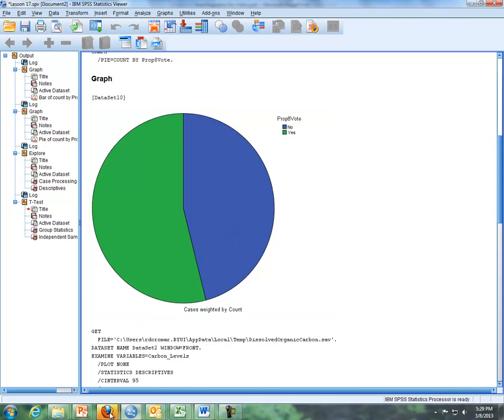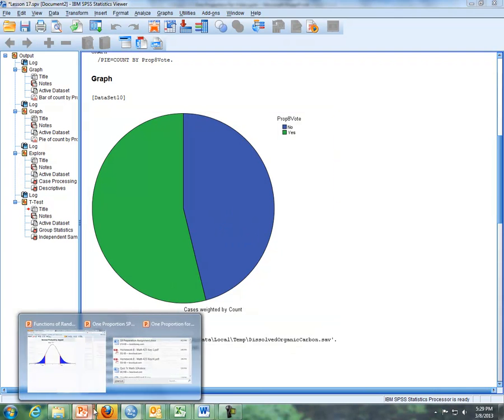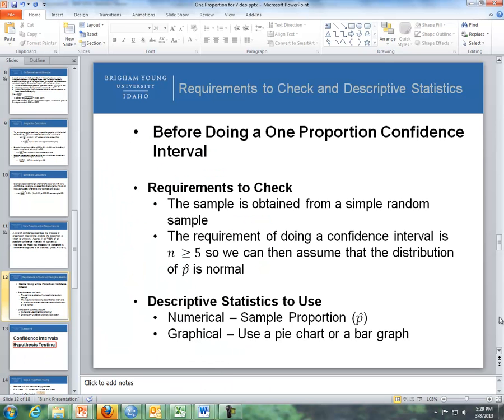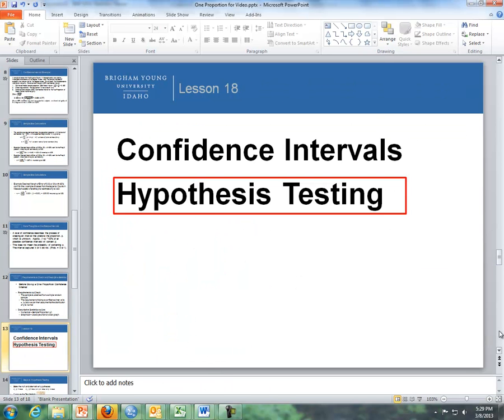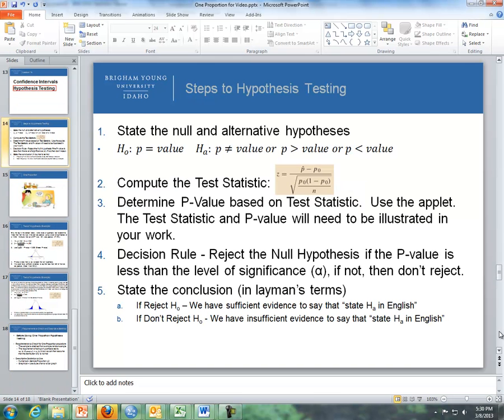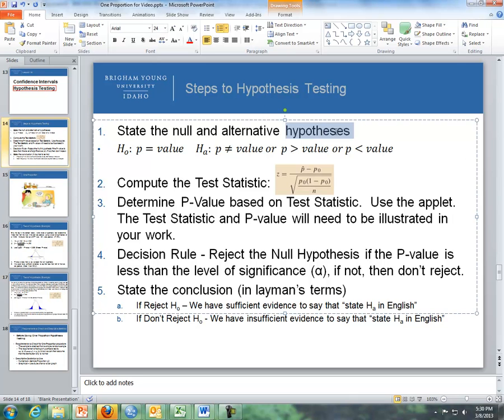Okay, so the next item I want to cover is hypothesis testing for one proportion. Now, there are 5 steps to doing this, and these are similar to steps you've seen before back in Unit 2. For instance, we state the null and alternative hypotheses like we normally do in the first step, but how we write them is different.